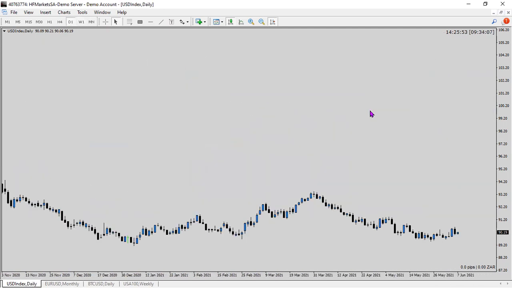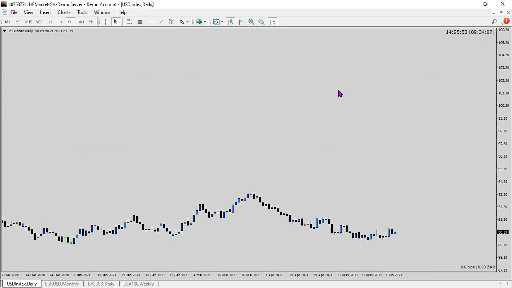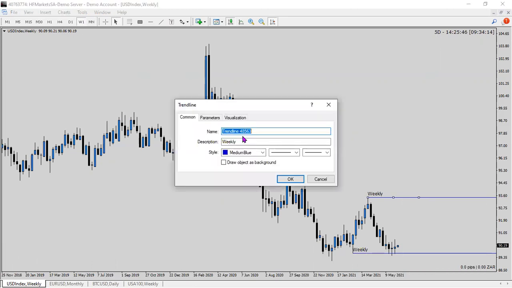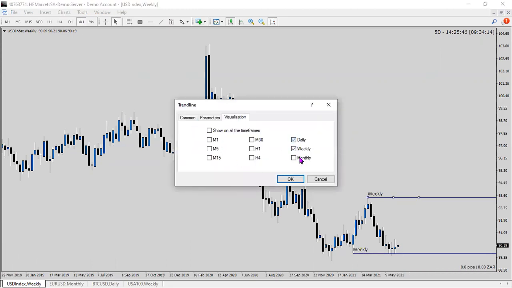Let's move over to the daily chart, and let's talk a little bit about the daily chart. I haven't really shown this on the daily, have I? Sorry about this, guys.